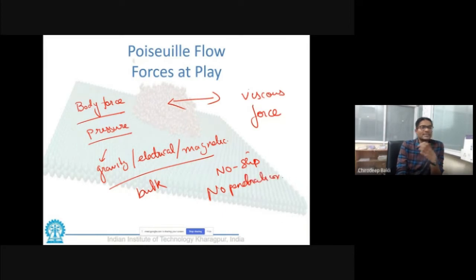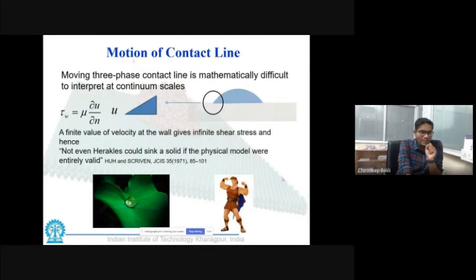So this is how fluid mechanics has evolved over the years, and this is pretty much the thing that you read in all textbooks of fluid mechanics. However, in 1971, there was a paper in the Journal of Colloid and Interface Science, which tried to do a small mathematical interpretation of this momentum transport equation for a droplet moving on a surface.